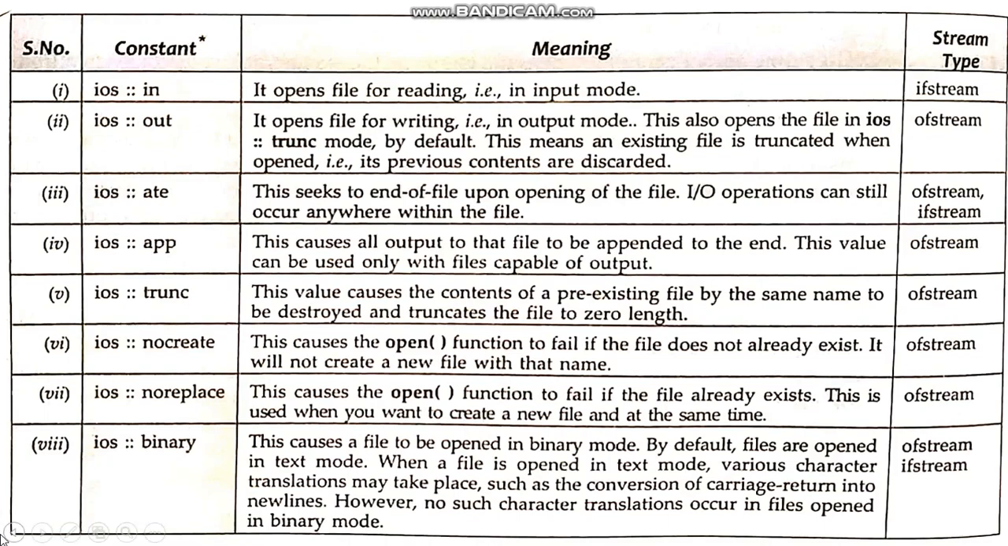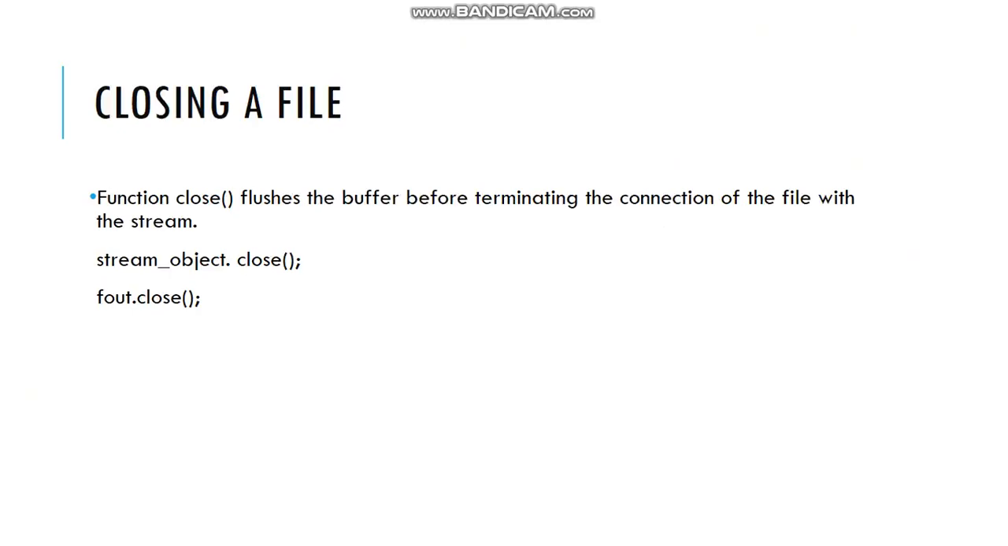Let us look at the table containing all the constants for the file mode. There are 8 of them, and you can use them with different streams given over here. So now you can pause the video and go through the meaning of the constants and their stream types.